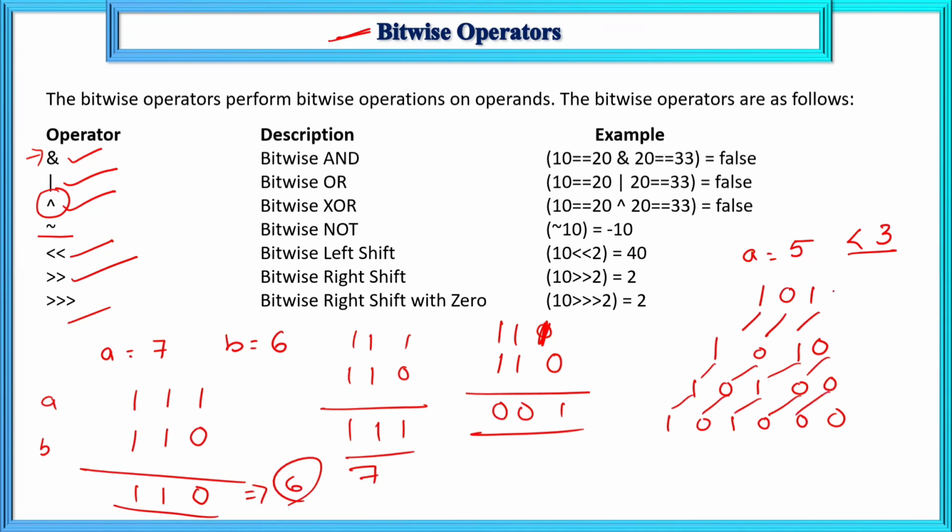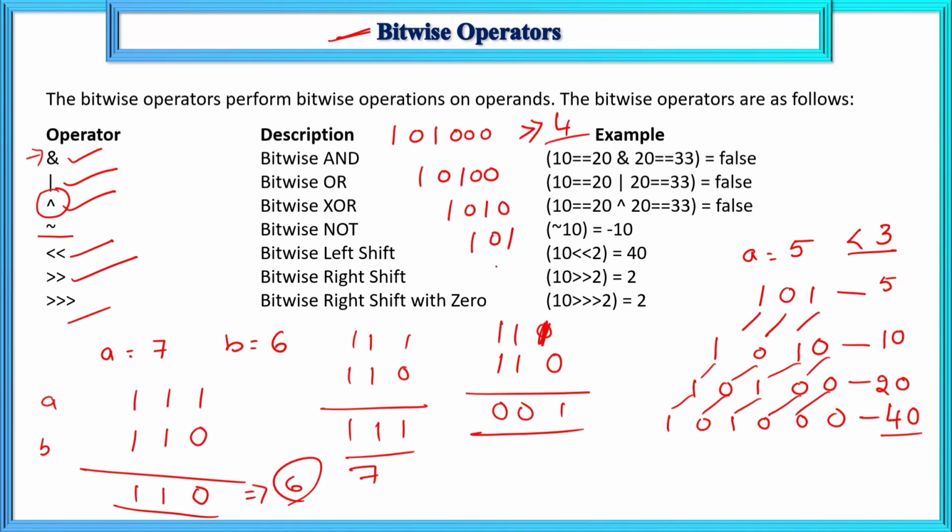Simply what happened? My number is 5. For the first left shift operation, my number becomes double. For the next left shift operation, double. For the next left shift operation, double. Similarly, right shift in the sense, move the bits to the right side. Suppose this is your number, if I am doing right shift by 4 times, for the first right shift 1 0 1 0 0, the next one 1 0 1 0, the next one 1 0 1, the next one 1 0, each and every time the value becomes half.